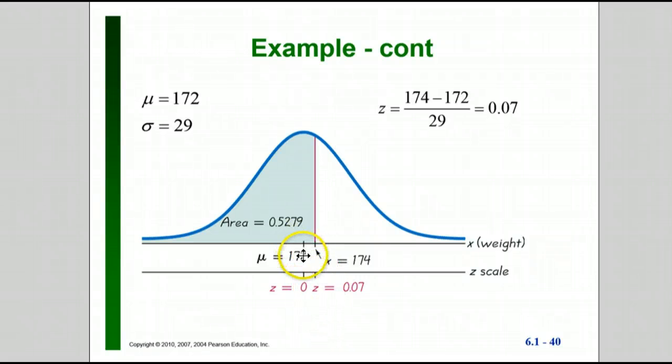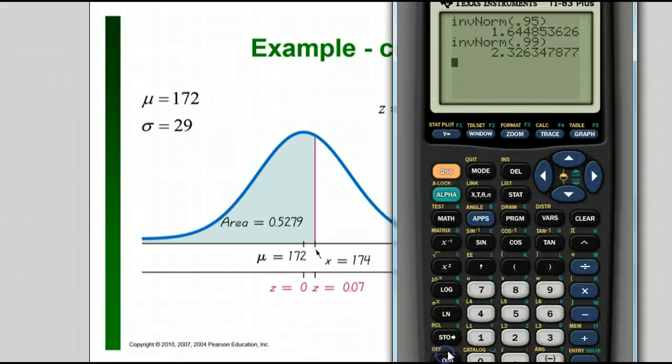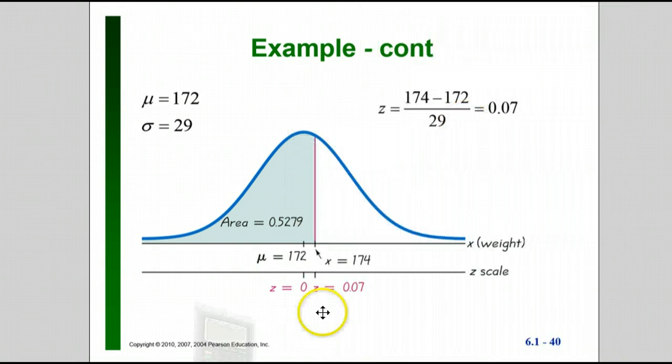Notice the 172 is now corresponding to 0. We're on the z-scale. These are z-scores. This is how far these values are from the mean. The mean is no units from the mean. 174 is 0.07 of these 29s from the mean, just to verify, just so you can see it. If I take 172 and add 0.07 times 29, I get roughly 174. So that's what we're saying here.